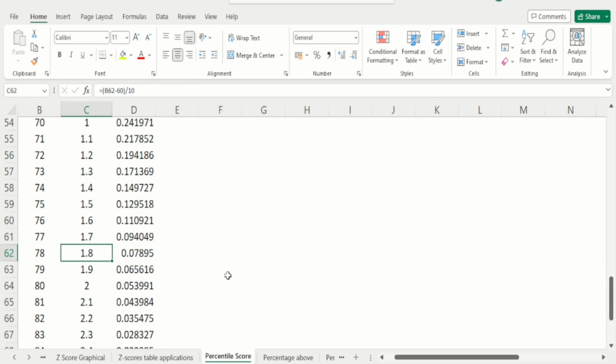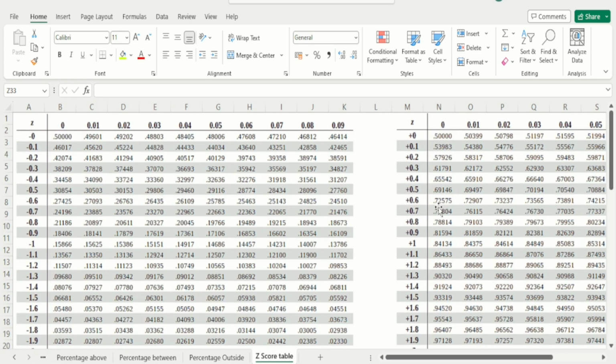So given that the z-score is 1.8, this is where the z-table will be of a lot of use to us. So let's go ahead and see what is the corresponding value in the z-table for 1.8. If you go to the z-table screen, the table on the left is of negative values, but what we are interested in is positive 1.8. So let's look at this.